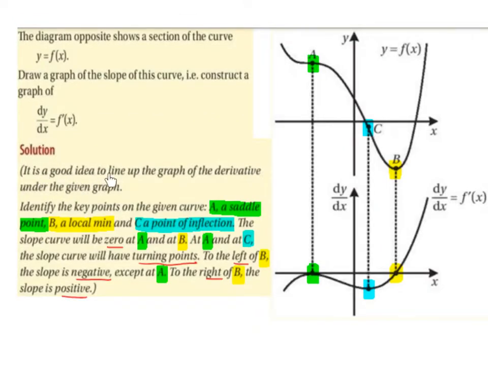It is a good idea to line up the graph of the derivative under the given graph. So this is our given graph. This is our x-axis and our y-axis. So it's a good idea to draw another y-axis, a separate one, directly underneath. So here's our y-axis, and here's our x-axis where we will draw our derivative.